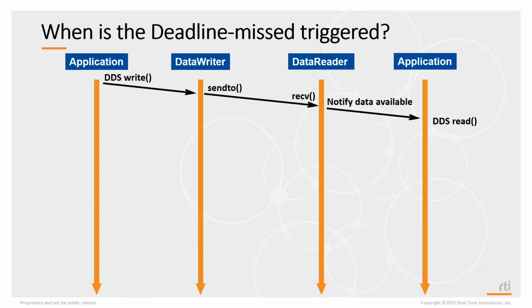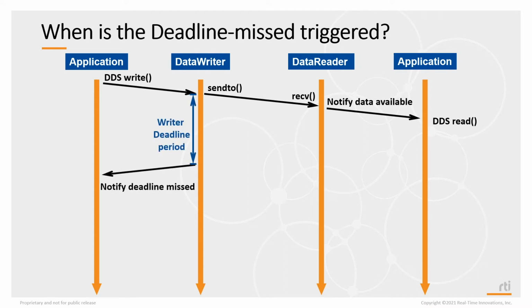data on the network, in this case calling send to perhaps on UDP. The data reader is receiving data by calling receive, and then when it gets data from the network, it will notify the application that, hey, you got new data, and the application can now get the data calling data reader read. So how are the deadline periods being used?